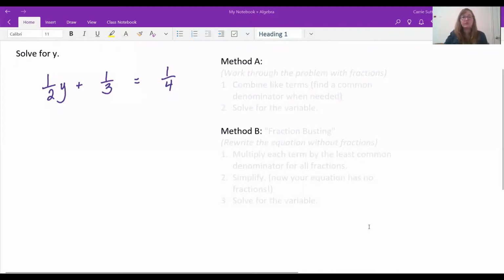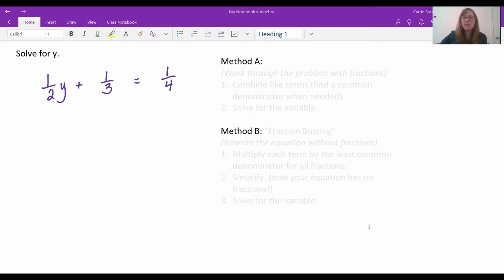Hello, mathematician. Today we're going to take a look at solving an equation that has fractions in it. So we'll get into it here. If you take a look, here we have 1/2 y plus 1/3 equals 1/4. It's an equation because there's an equal sign, so we're able to rearrange things and solve for y.